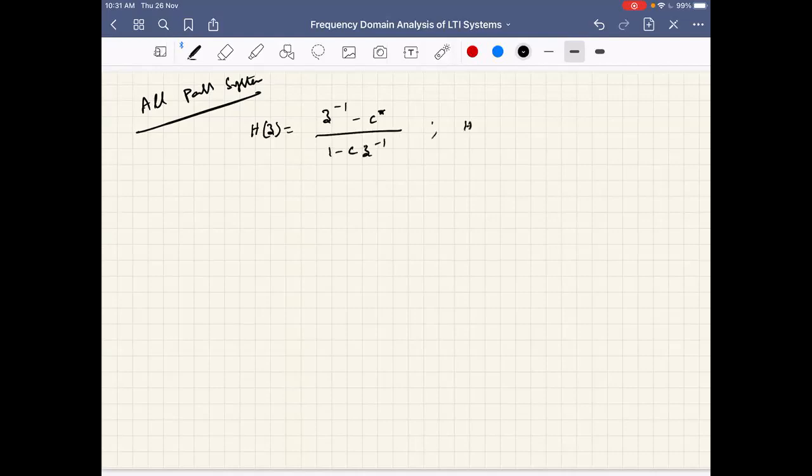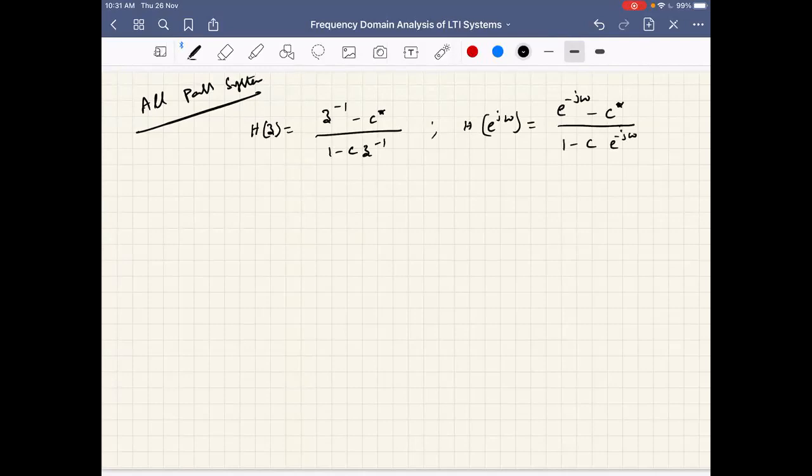If we write in terms of H of e power j omega, C is a complex number, a complex constant you can say. Okay, so this we are saying is an all pass system. Let me show how this is an all pass system.